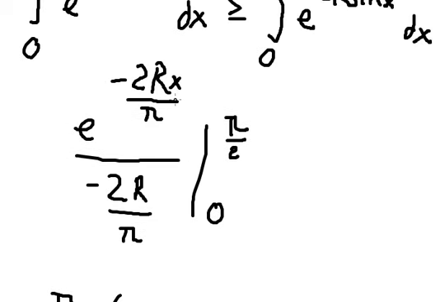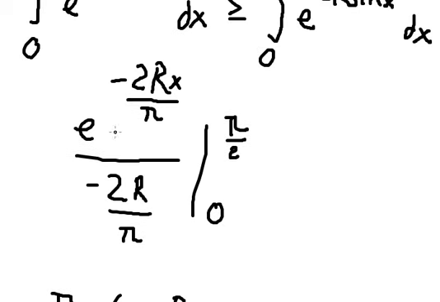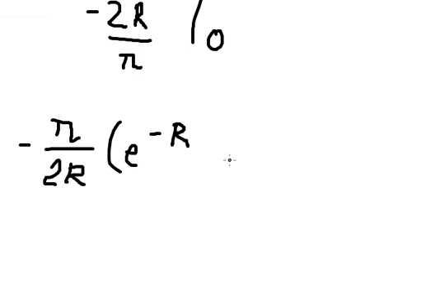If we put b over 2 here, we have e to the power of negative r. If I put number 0 here, we have e to the power of number 0, and that's equal to number 1. The negative sign here will change the sign of this one. And this is the final answer.